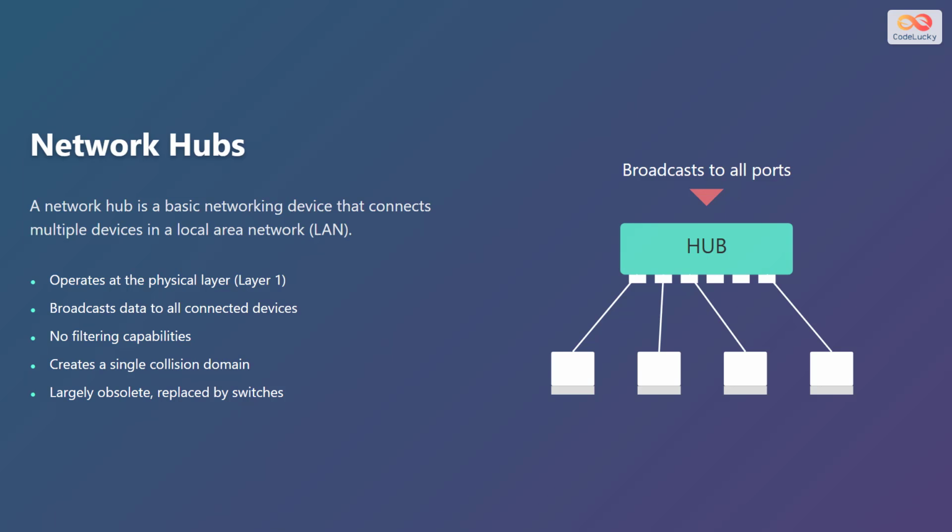Hubs broadcast data to all connected devices without filtering, meaning every device connected to the hub receives all the data transmitted, regardless of whether it's intended for them. This creates a single collision domain, where data packets can collide, leading to decreased network efficiency. Due to these limitations, hubs are largely obsolete and have been replaced by more efficient devices like switches.